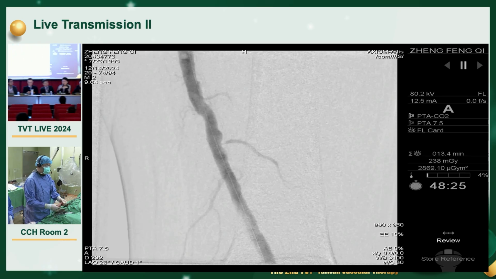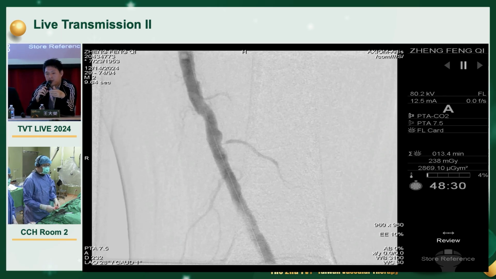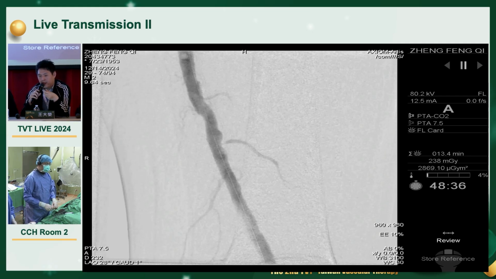Dr. Zhang, do you consider using CO2 angiography in the venous procedure, because the CO2 will directly enter the lung? Will you consider using a lower dose of CO2 contrast in the venous intervention, or you don't think this is a big problem?